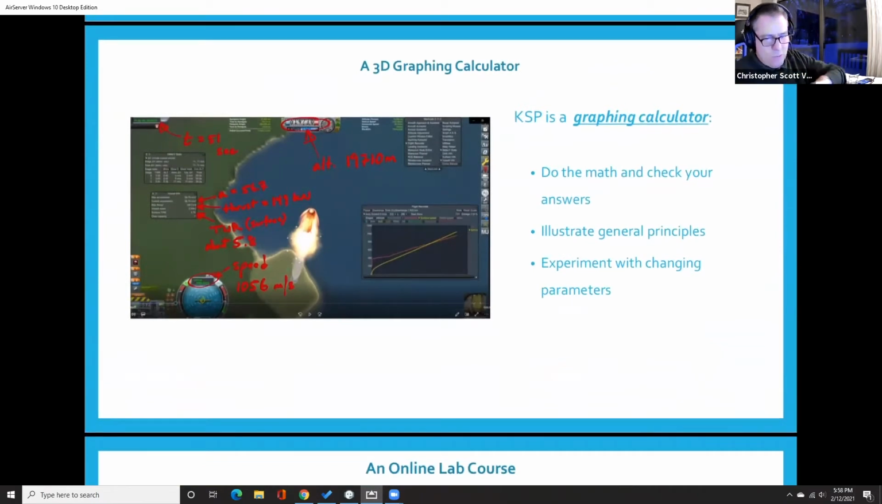I just thought it would be worth some context here. This game is really a graphing calculator for me, because you can do the math first, and then you can check it in the model that this game provides. It is illustrating general principles, the way you would say, this is what all quadratics look like when you graph them. Then you can change parameters. Just like you would shift the quadratic in the view screen on your calculator, you can adjust thrust and mass and many parameters and look at the results.